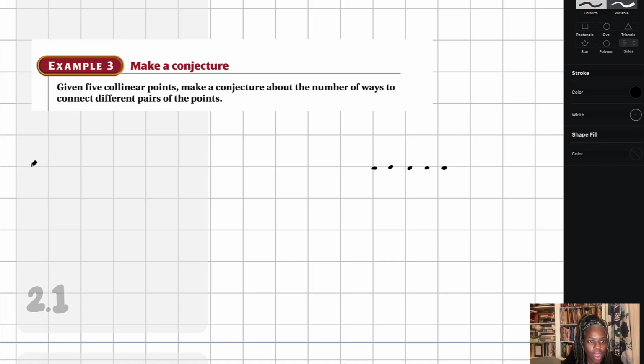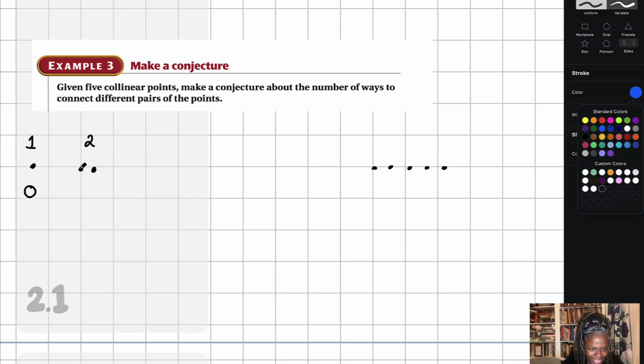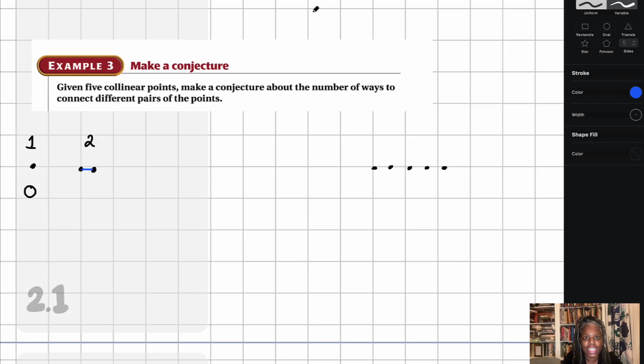So start off with 1 point. How many ways can I connect 1 point to itself? Well, to another, really to a different point. There's no way for me to connect 1 point to a different point if that's the only thing I have. So I'm going to put 0 down here. Let's try 2 points. So if I have 2 points, how many ways can I connect 2 points? I'm hoping you can see it's only one way. So with 2 points, I'm going to have 1 way to connect them. You see what we're doing? We're trying to look for some kind of pattern to see if we can predict or guess how many ways we can connect 5 points.